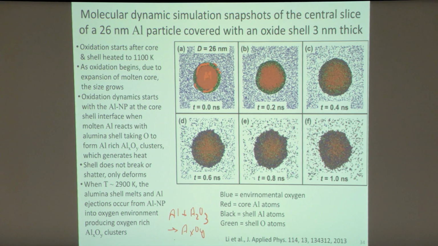So as I note here on the left, as oxidation begins, due to expansion of the molten core, the size grows. Oxidation dynamics start with the aluminum nanoparticle at the core-shell interface. When the molten aluminum reacts with the alumina shell, taking oxygen, it forms aluminum-rich AlxOy clusters, which generates heat. The shell does not break or shatter, it only deforms, and when the temperature gets up to basically the vaporization temperature, the aluminum shell melts, and aluminum ejections occur at the aluminum nanoparticle into the oxygen environment, producing oxygen-rich aluminum oxide clusters.